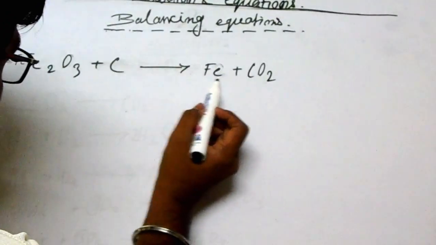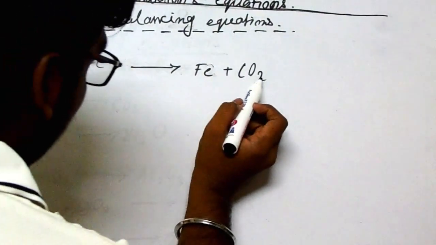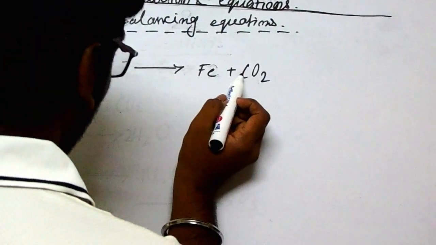Is it balanced? Fe is 2, Fe is 1. Oxygen is 3, oxygen is 2. Carbon is 1, 1. Okay.